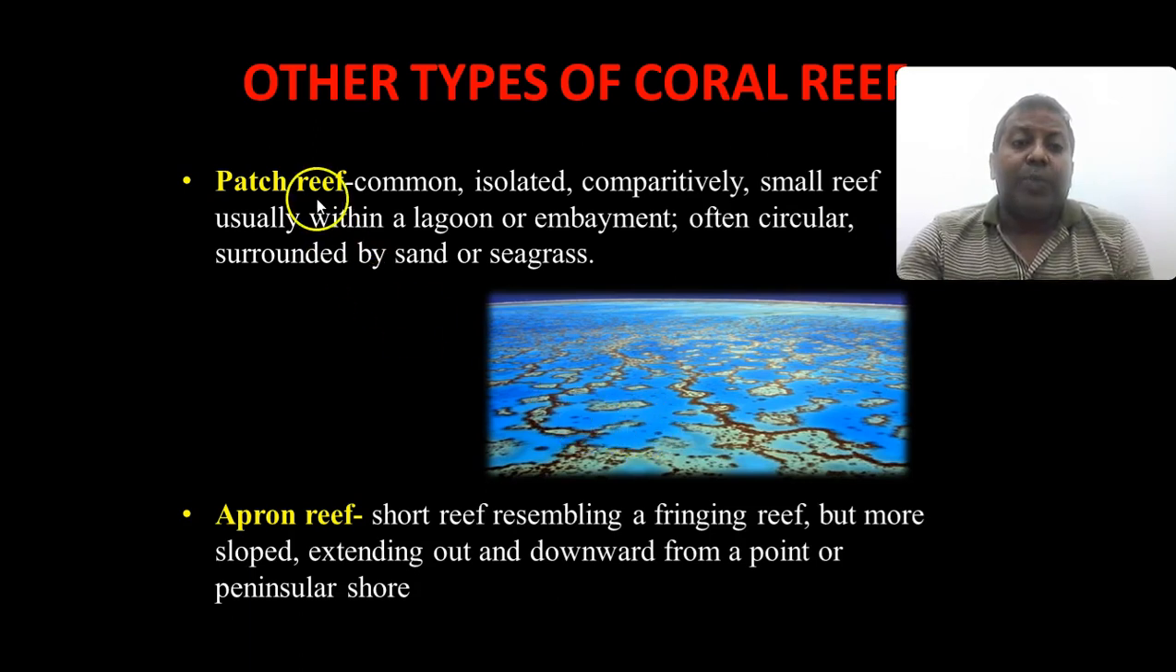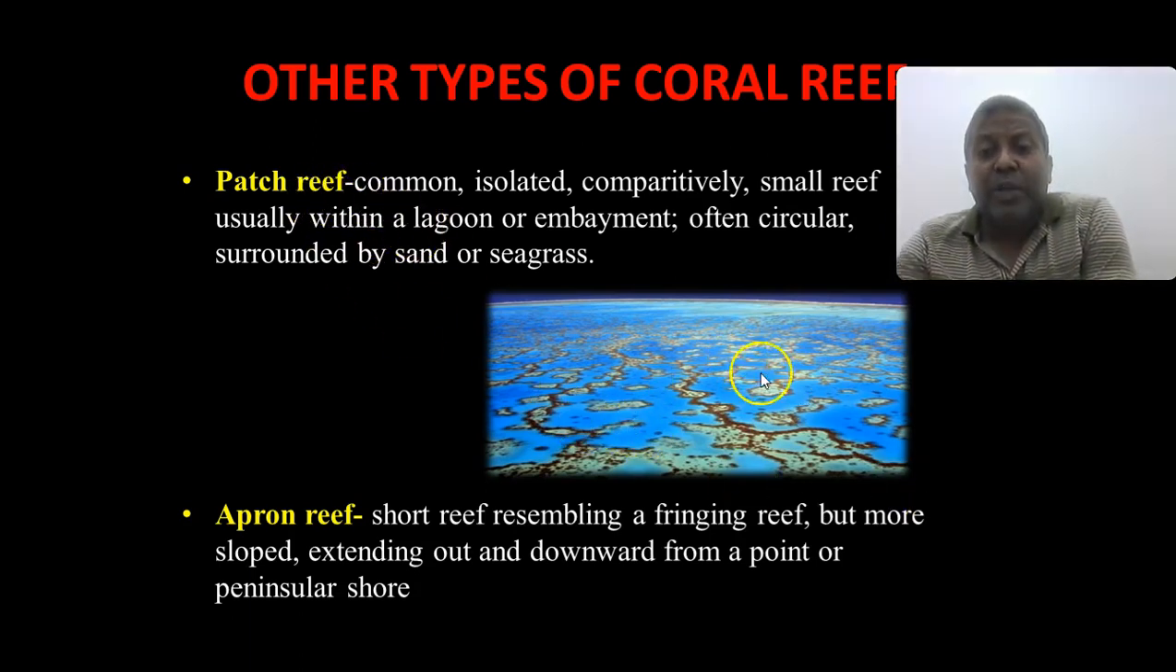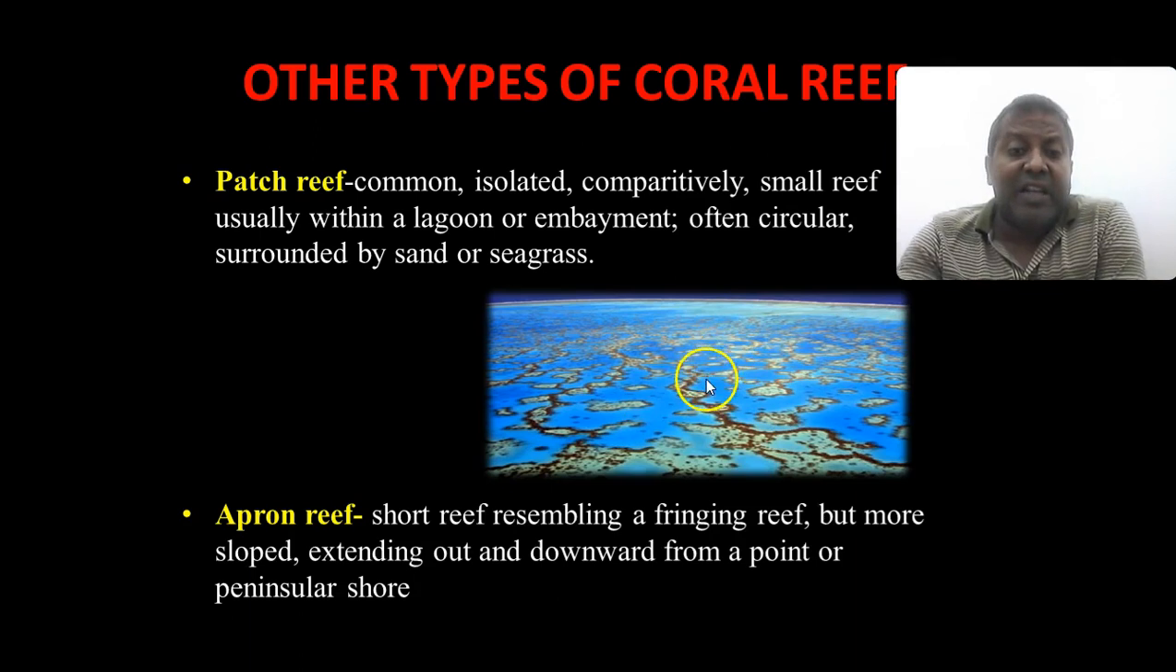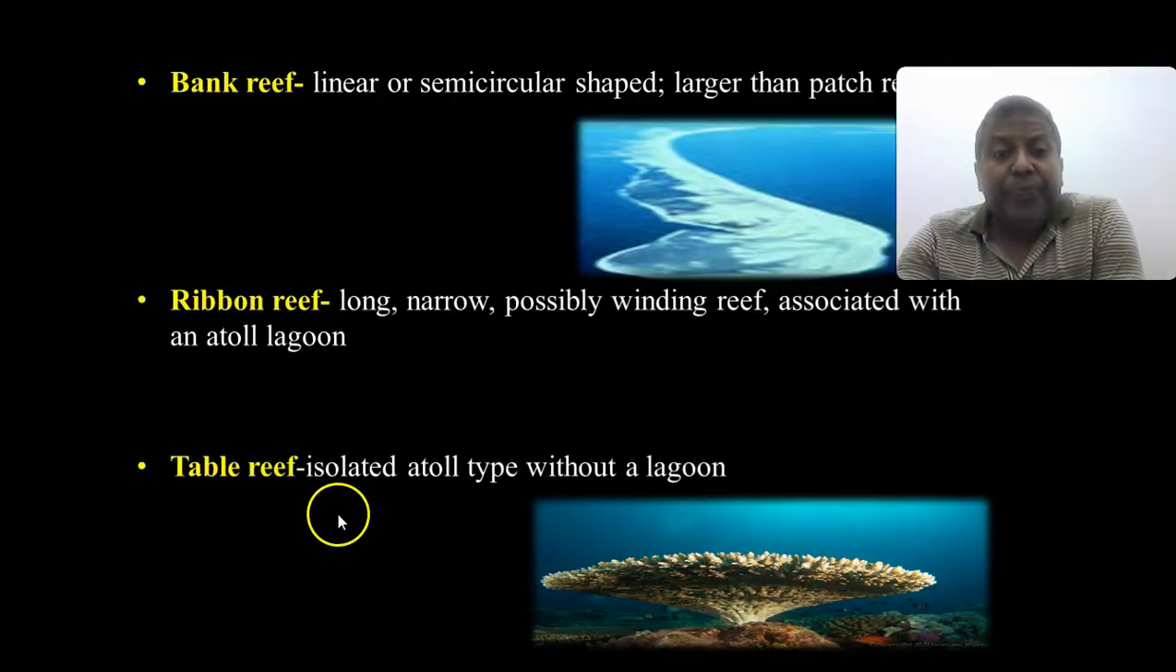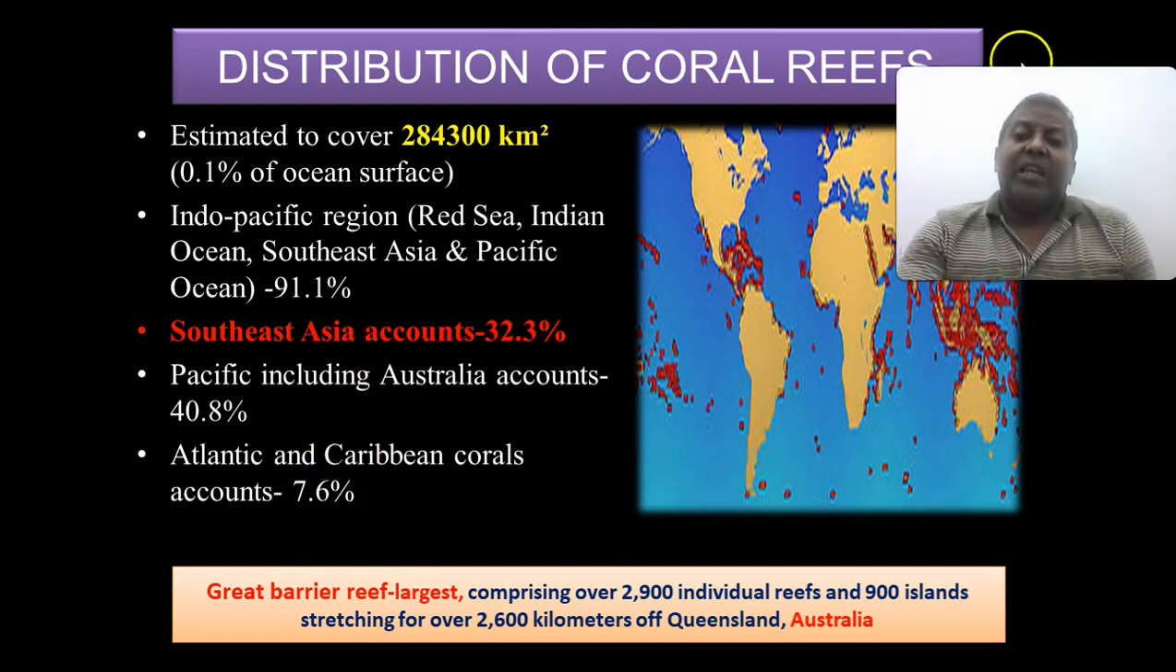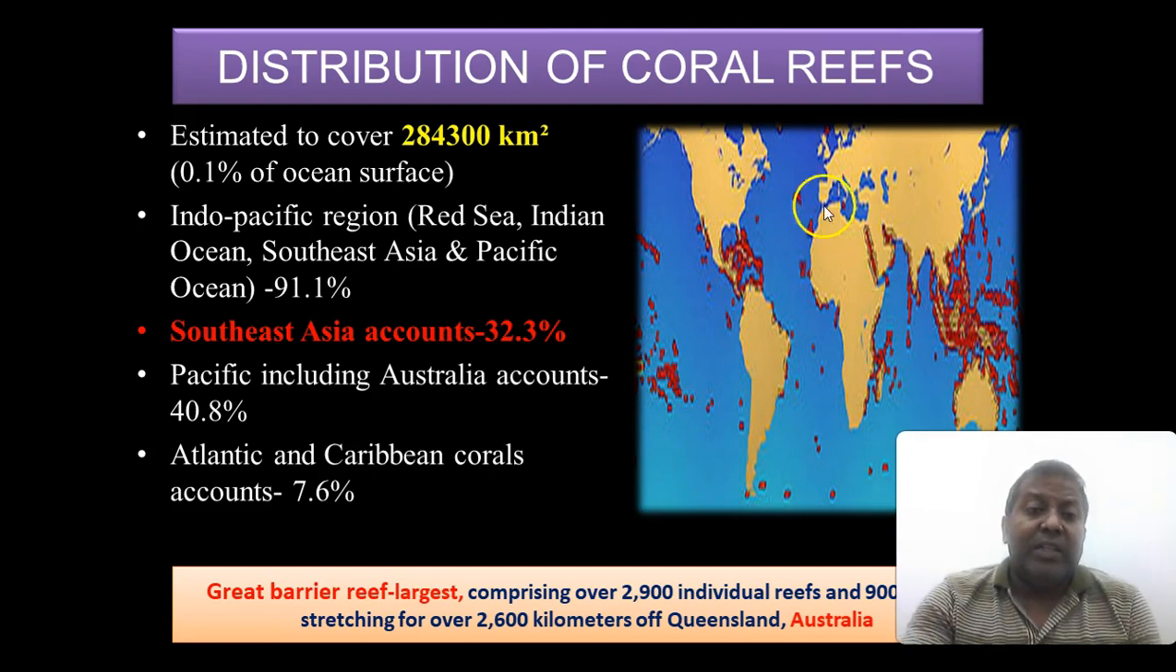So number one is the patch reef. You can see in this picture, it's a patch-like structure. Then apron reef, then bank reef, then ribbon reef, and then table reef. So in the next slide, you can see the distribution of coral reef throughout the world.